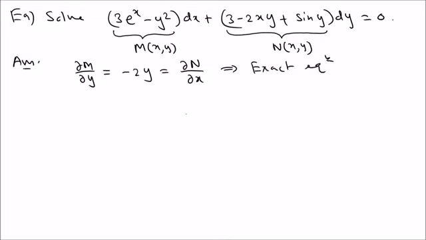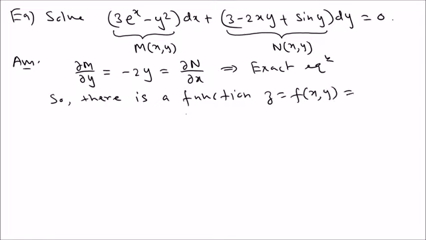That means that there is a function, a function f(x,y) equals c, such that ∂f/∂x equals the M function, which is 3e^x − y². Now we can integrate this with respect to x.